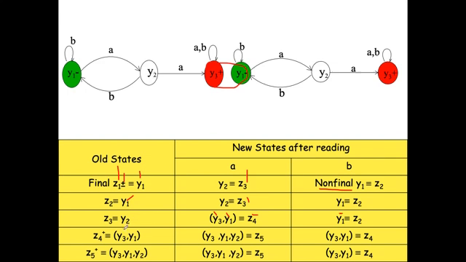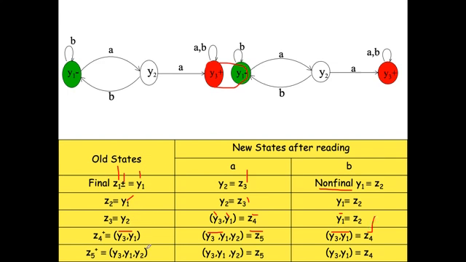Now Y3, Y1. So Y3 reading A, we go to Y3, Y1. And Y1 reading A, we go to Y2. A new state. Y3 reading B, we go to Y3, Y1. And Y1 reading B, we go to Y3, Y1, which is Z4.